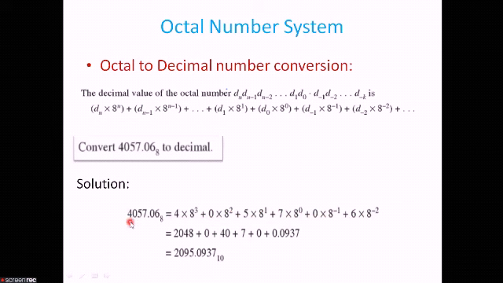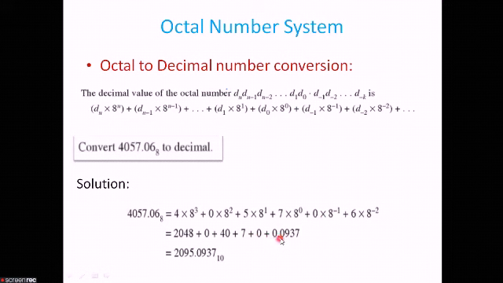Now this 4 is having the positional weight of 3. This 0 is having the positional weight of 2. And this 5 is having the positional weight of 1 and 7 is having the positional weight of 0. So it goes on like this. So the number ultimately we are getting, it is 2048. 0 multiplied with something is 0. It is 40. Next it is 7. 8 to the power 0 is 1. So 1 into 7 is 7. This is 0. That is 0 multiplied into something is 0.